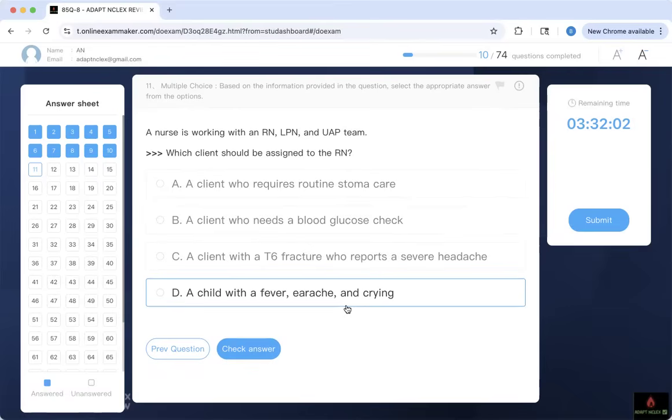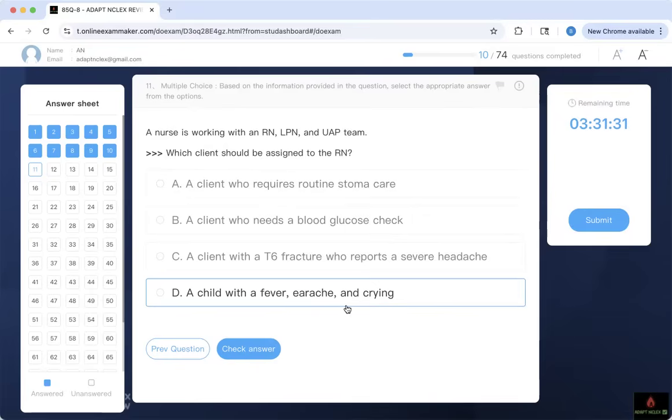Which client should be assigned to the RN? A nurse is working with the RN, LPN, UAP. Now, what would the RN see? Somebody is sick and dying. Client who requires routine stoma care. What? Client who needs a blood glucose check. What? A client with a T6 fracture who reports a severe headache. What? A client with fever, headache, and crying. What? Which one do you think is dangerous? If you make a diagnosis for each of them, you know who is dying, who is serious, and who needs to be seen.